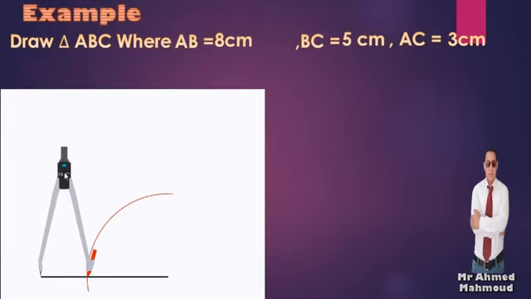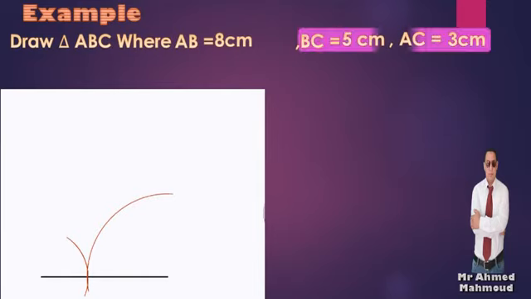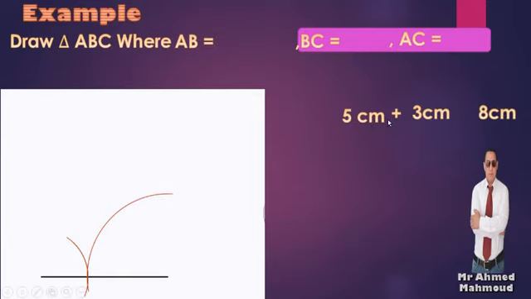And then draw another arc like this to find the intersection point. Here also the intersection point is not outside the length of the third side, so I can't draw a triangle in this case. Why can't we draw a triangle in this case? By looking at the two smaller sides, 5 and 3, 5 plus 3 equals 8. By comparing this sum and the third side, we find that the sum equals the third side, so I can't draw a triangle in this case.